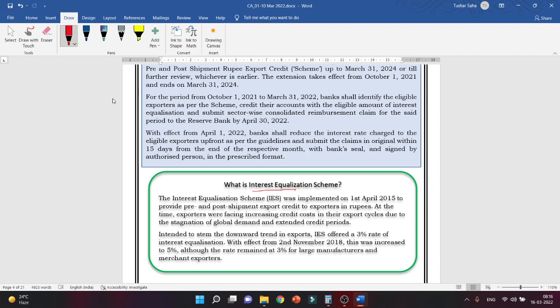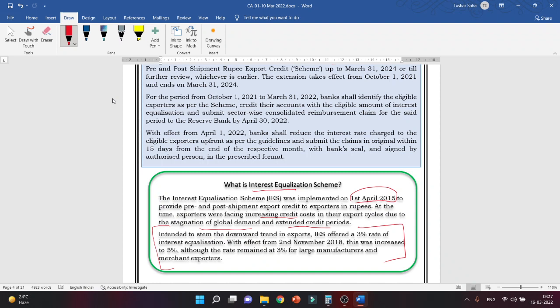The interest equalization scheme was implemented on 1st of April 2015 to provide pre and post shipment export credit to exporters in rupees, which means it's a credit scheme for export and import of shipments. At the time, exporters were facing increasing credit costs in their export cycle due to the stagnation of global demand and extended credit periods. Intended to stem the downward trend in exports, this scheme offers a 3% rate of interest equalization.